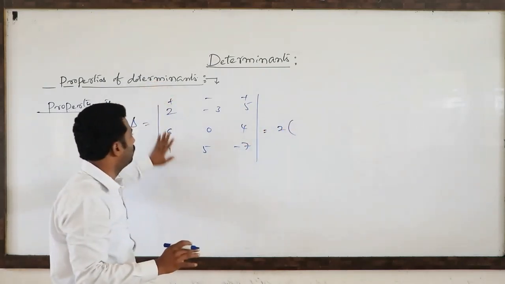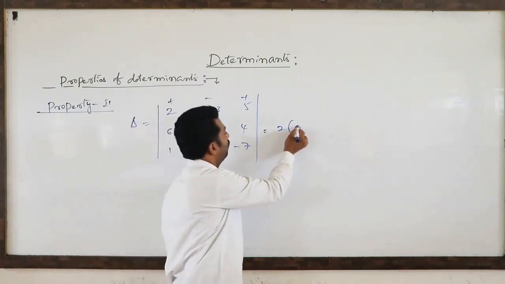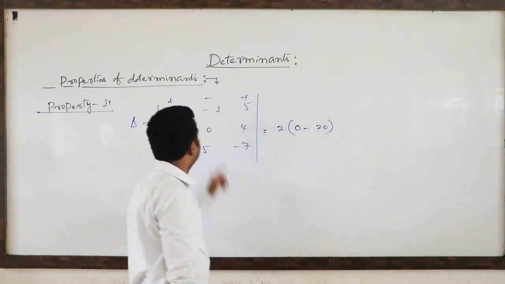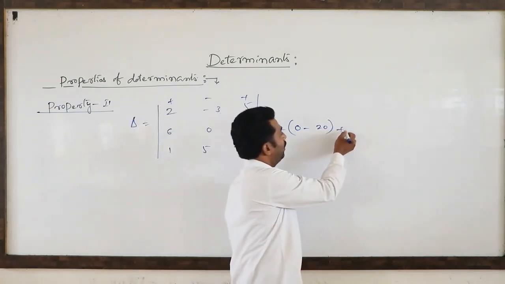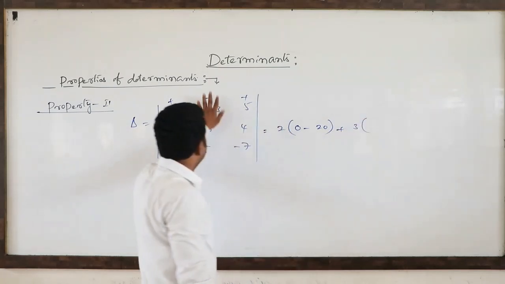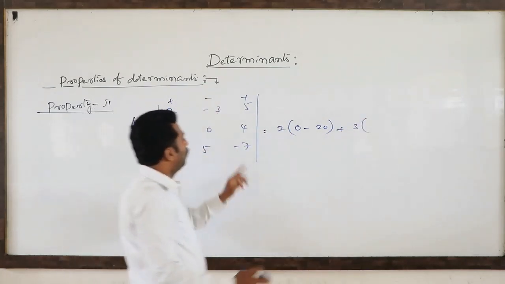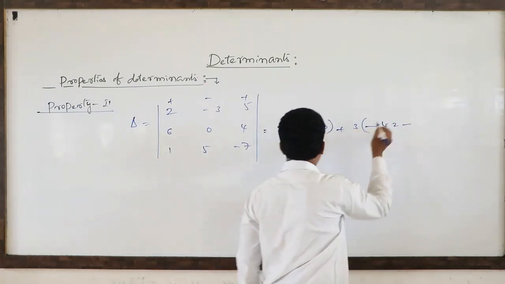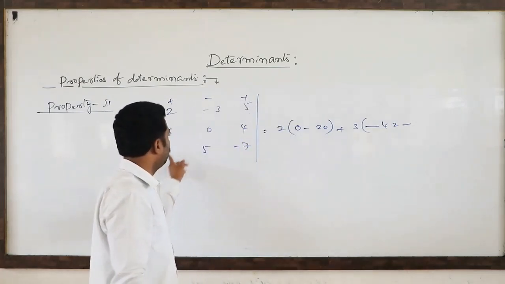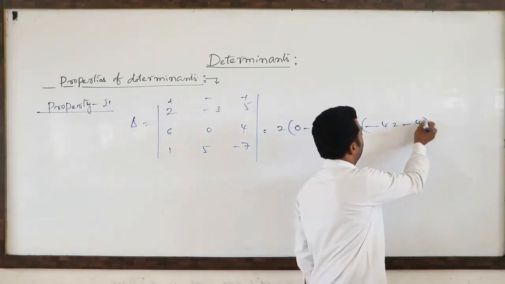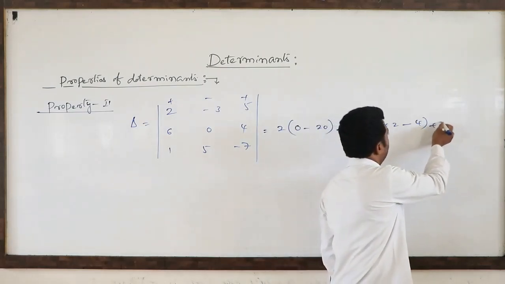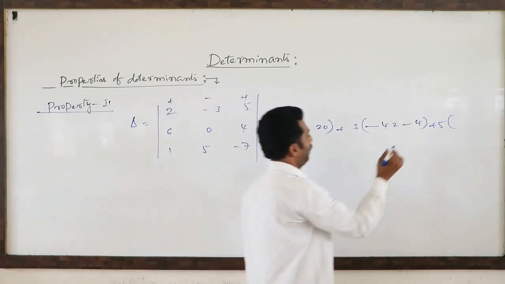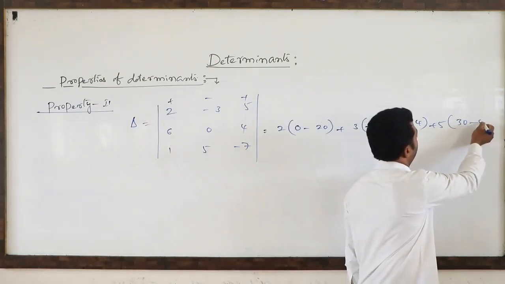This is 2 into, you close this row and this column, 0 minus 4 into 5, that is 20, minus of minus 3, that is plus 3. Now if I close this column and this row, 6 into minus 7, that is minus 42, minus 4 into 1, that is 4, plus 5 into, you close this column and this row, 6 into 5, 30, minus 0.